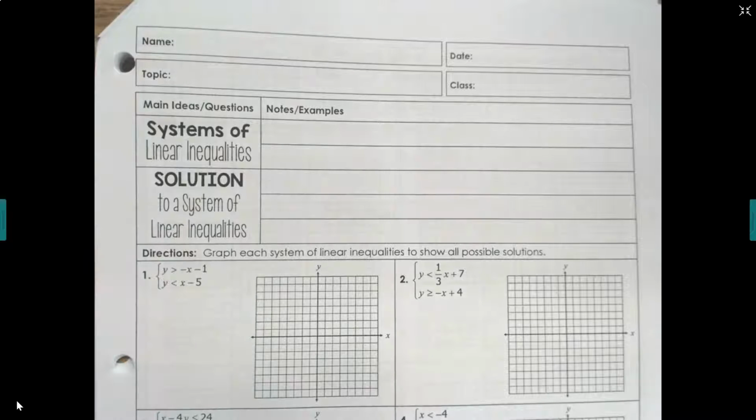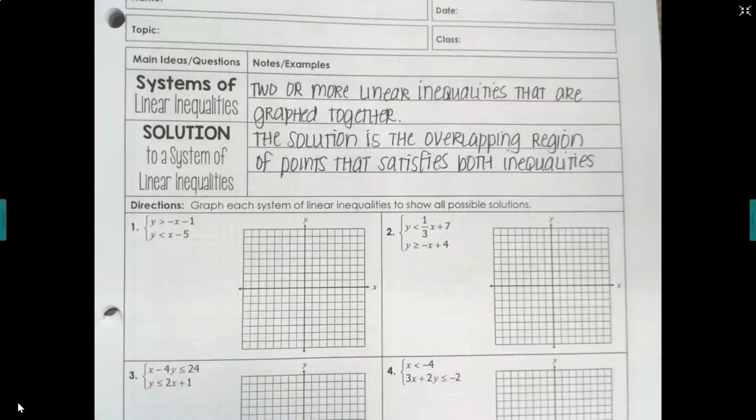What is a system of linear inequalities? A system of linear inequalities is two or more linear inequalities that are graphed together, just like when we did systems of equations and we would graph the two lines on the same coordinate plane. But in this case, both of our inequalities will have shading, and that leads us to the solution. The solution is the overlapping region of points that satisfies both inequalities. So we'll have an area in which the shadings overlap, and any point in the double shading will work for both inequalities. So let's try a couple and see how we'll do.